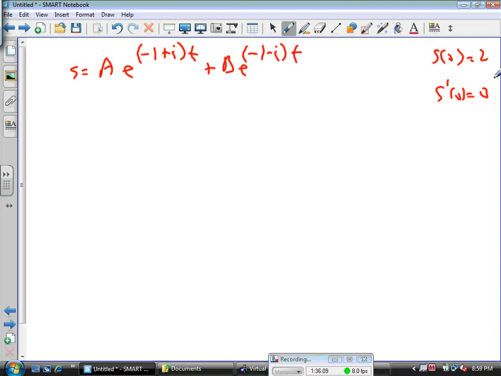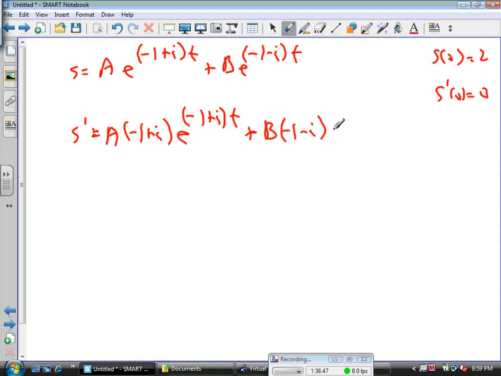Well, that's weird. So what do you need? You also need S prime. S prime is going to be, how do you take the derivative of e to the u? e to the u du. What's du? Negative 1 plus i. So A times negative 1 plus i, e to the u, plus, what do you think goes here now? B times negative 1 minus i times e to the negative 1 minus i t.